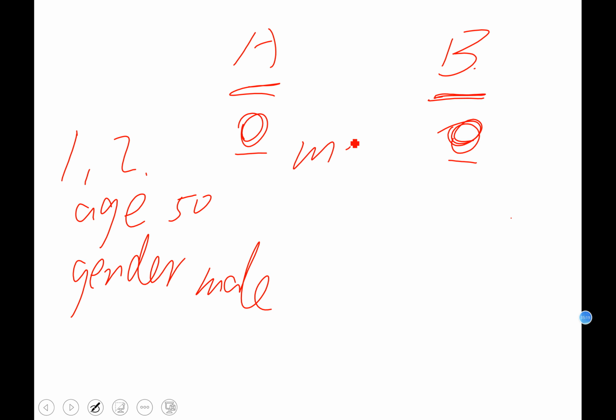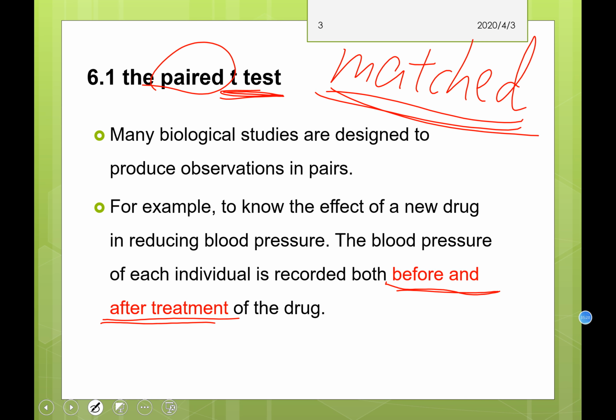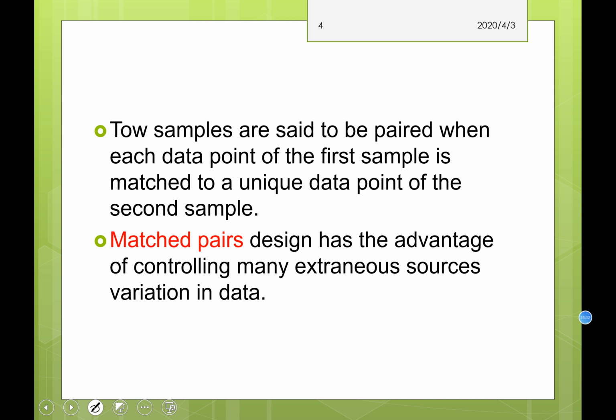So here we can find that matched is another keyword for paired sample. Okay, so that is the meaning of paired. Two samples are said to be paired when each data point of the first sample is matched to a unique data point of the second sample. We have explained what's the meaning of that.